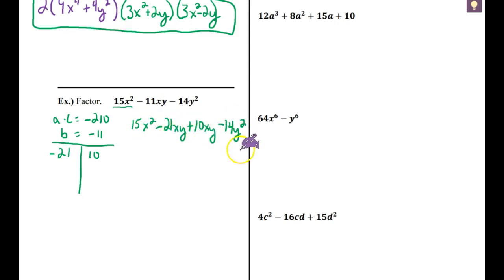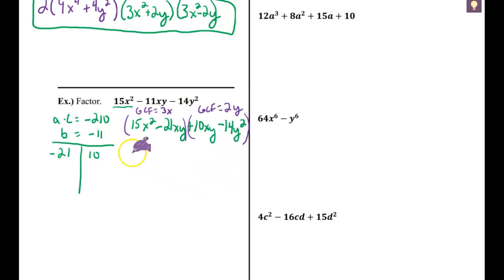Now I have 1, 2, 3, 4, and I have to group. So I'm grouping the first 2 terms and the last 2 terms. And I pull out my GCF for the first 2. So 15x squared, 21xy, they both have a 3 in common and an x. The GCF for the next 2, 10xy, negative 14y squared, they both have a 2 in common and a y.